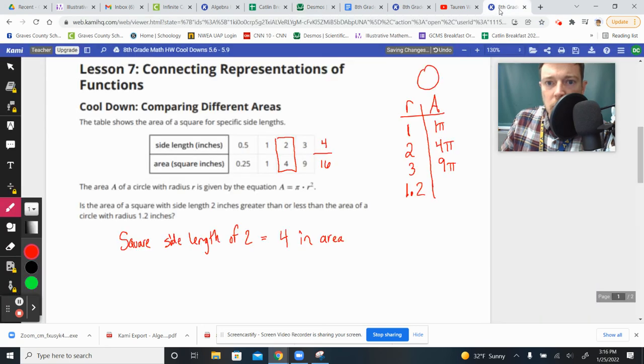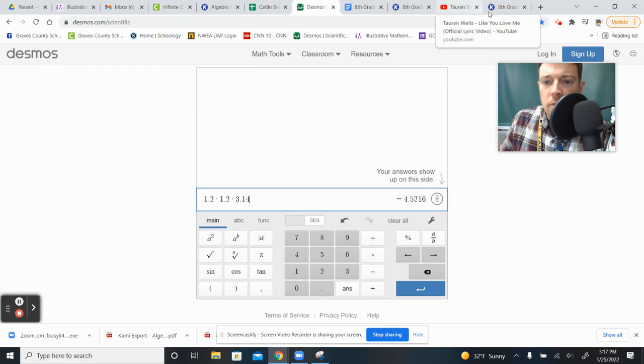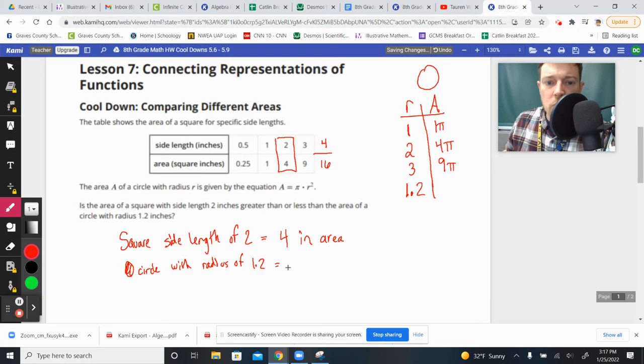4.52. So let's go back here. All right, so the circle, let's do it this way. Circle with radius of 1.2 equals, we just found out that it was 4.52. 4.52 in area. These would be units squared.